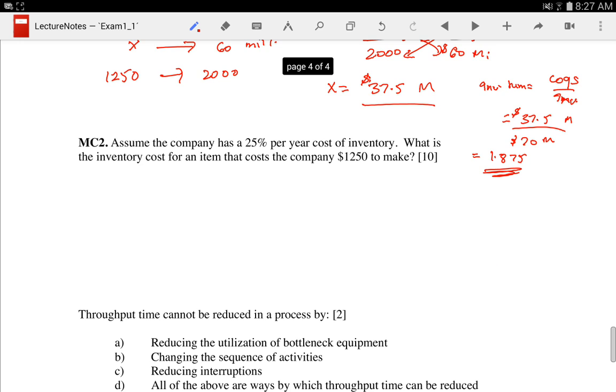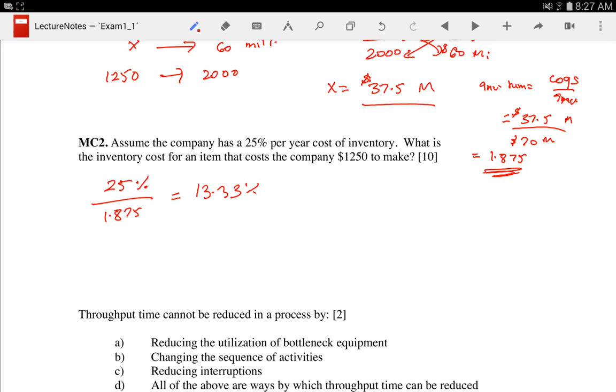The next question asks, assume the company has a 25% cost of inventory. That's the inventory cost is 25%. What is the inventory cost of the product that cost $12.50 to make? Okay, so let's calculate this in terms of percentage. It would be 25% divided by the inventory turn, that is 1.875, which comes out to be 13.33%.